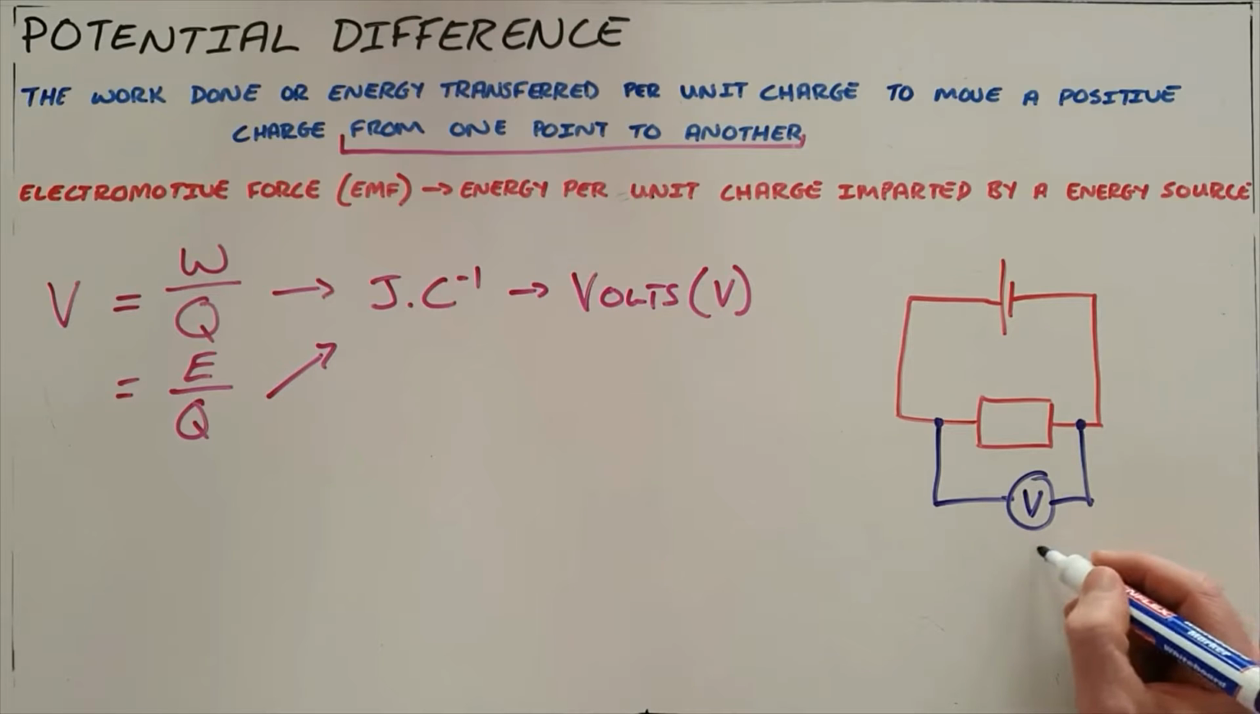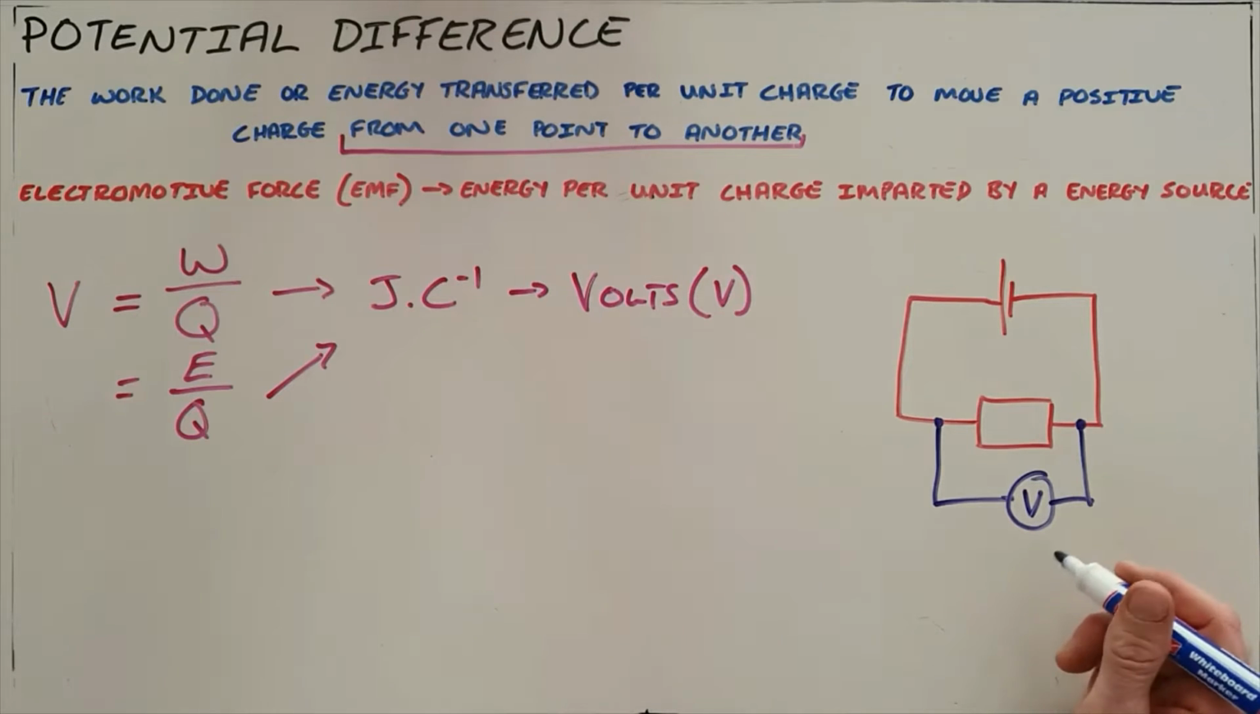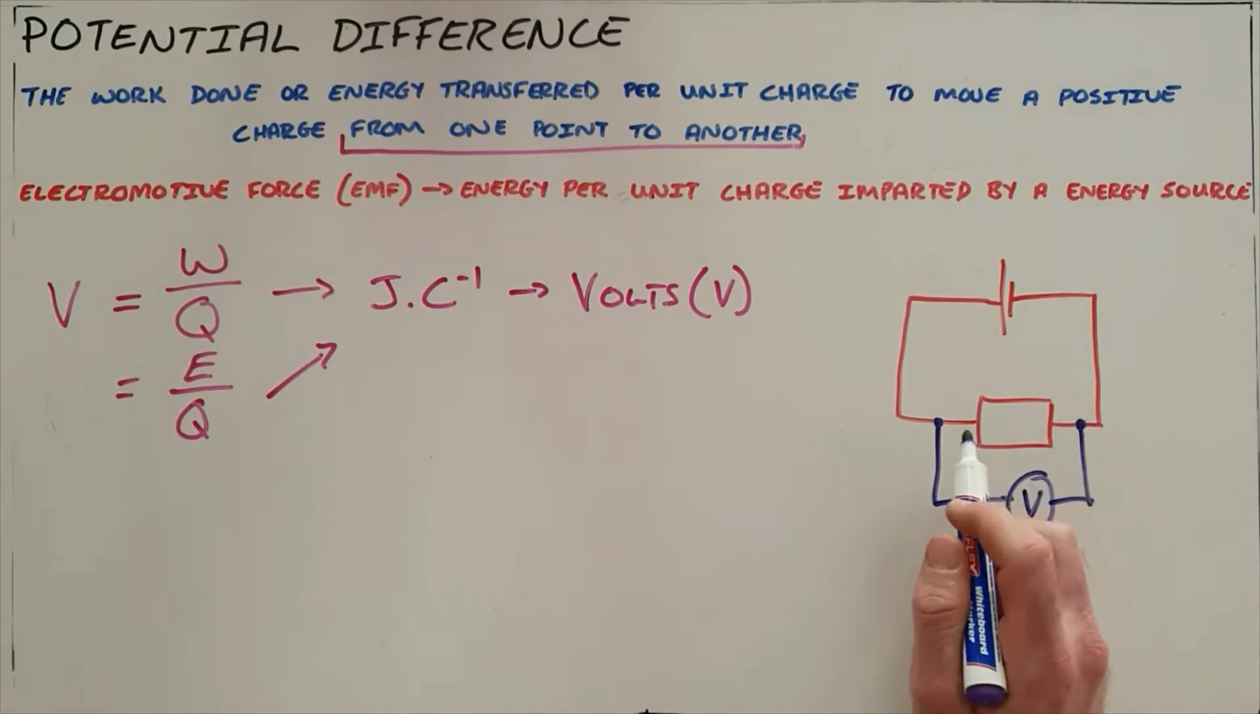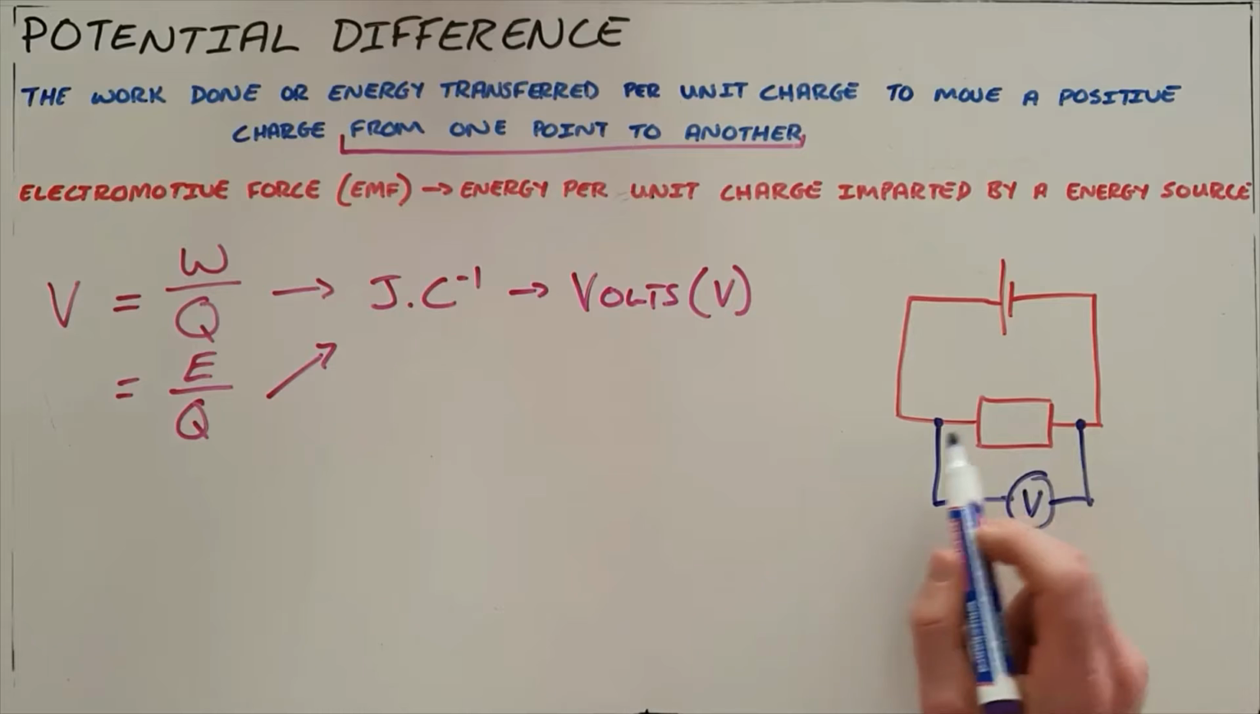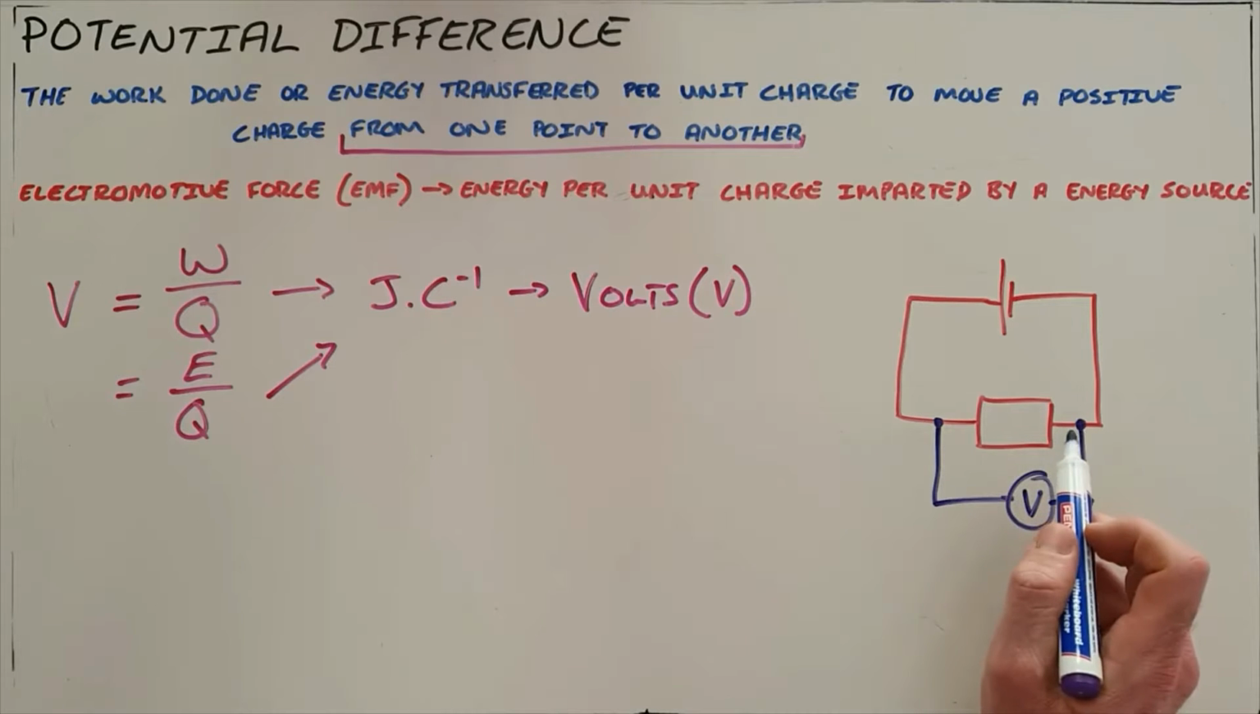and measuring the amount of energy that each coulomb of charge is using to get through that, because we know that resistors slow down current in a circuit, thereby using up energy to pass through that resistor.